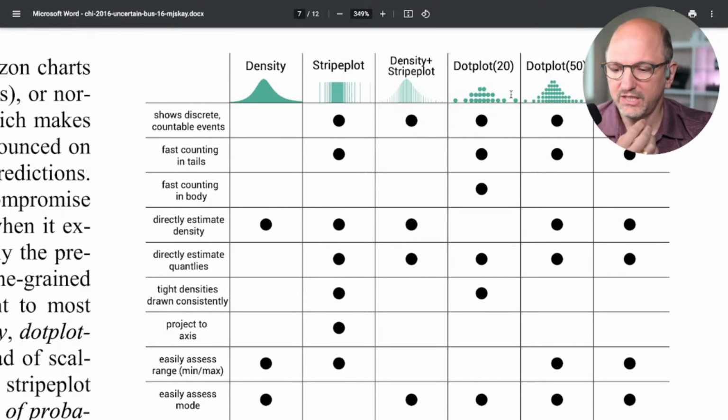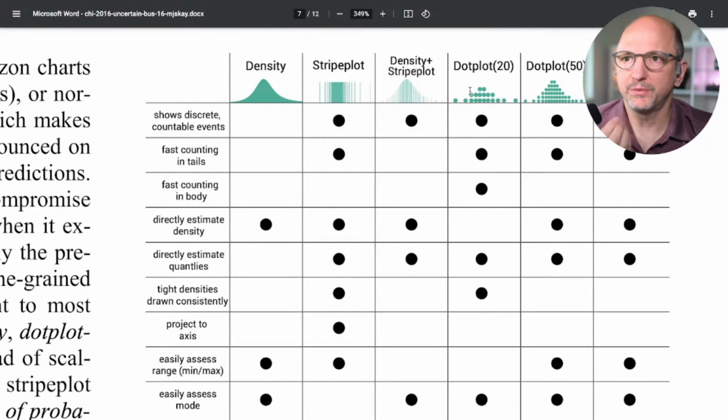And that's the interesting bit: you can also take this distribution and resample it at certain intervals, and then take a fixed number of dots and approximate the distribution using those dots. And you can do this with some number, 20, 50, or 100 dots.